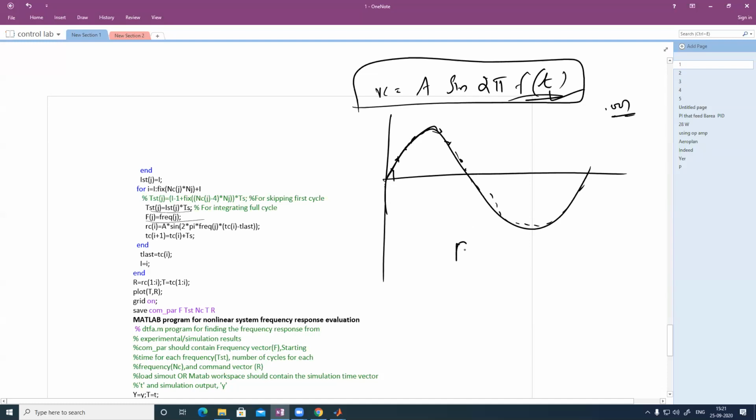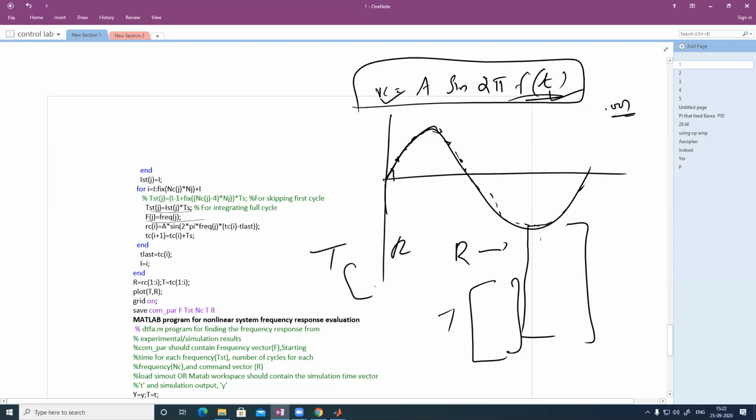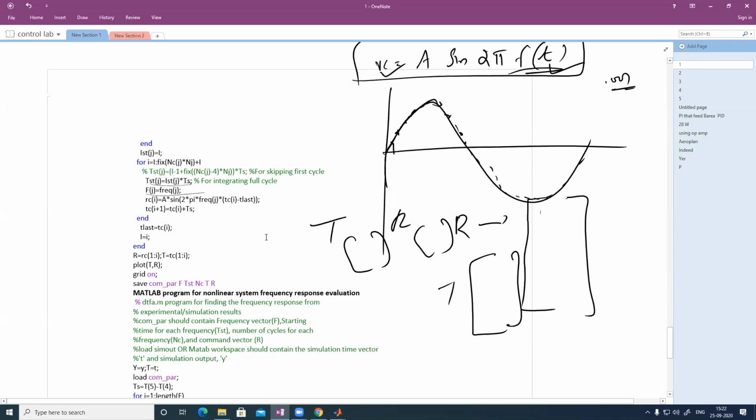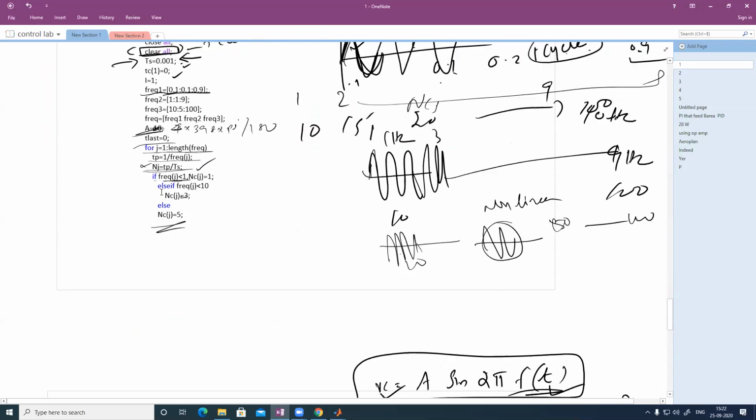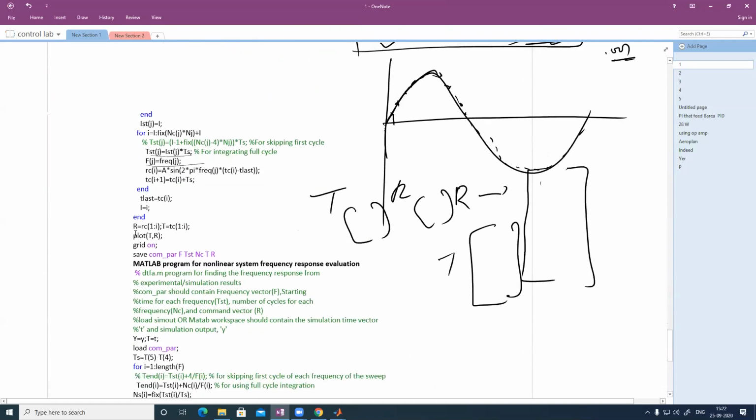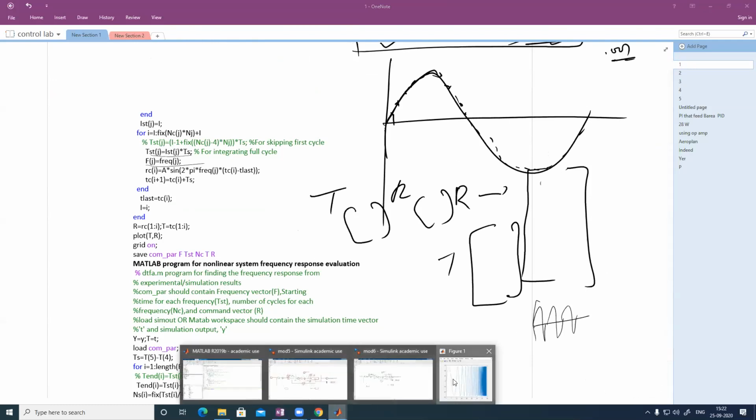And this R is taken as a vector, and this T also is taken as a vector. So you will get T and R as vectors from this point. If you plot T and R, you will get a sinusoidal wave with 0.1 frequency, 0.2 frequency, like this. If I simulate this, I will get something like this.